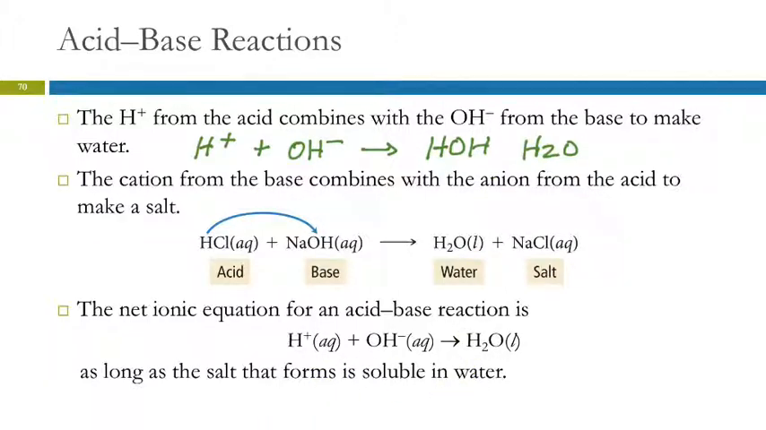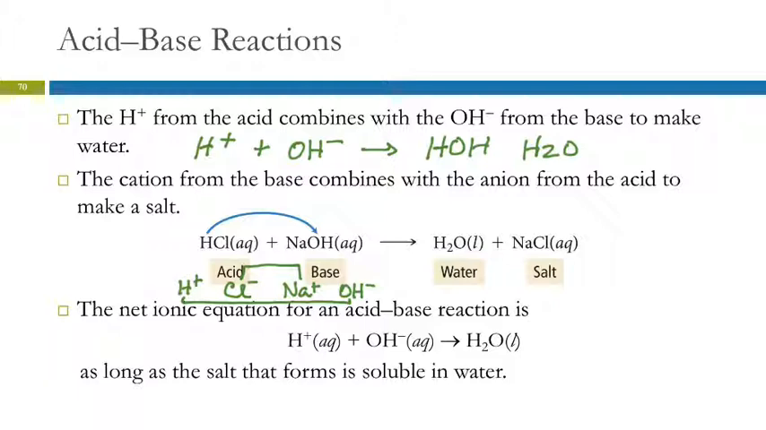So in an acid-base reaction, the acid is producing hydrogen ions, the base is producing hydroxide ions. Those are going to combine to form water, and the cation from the base and the anion from the acid are going to combine to form a salt, an ionic compound. So we can think of this in terms of swapping partners with the ions, just like we did for precipitation. So we put the hydrogen and the hydroxide and the chloride and the sodium, and we end up with water and sodium chloride.